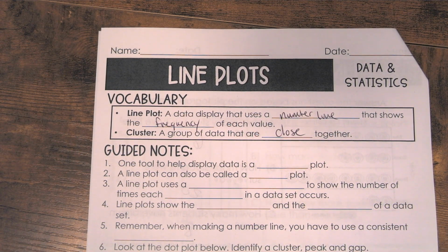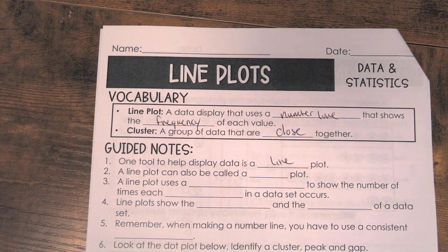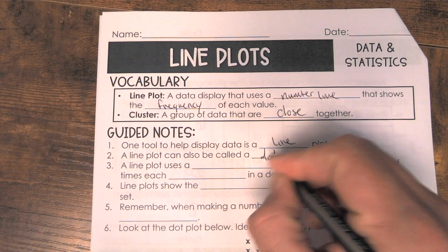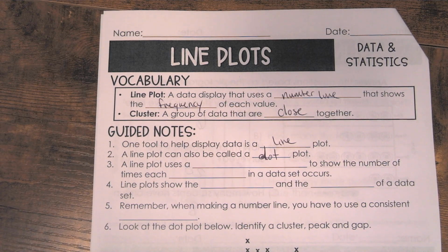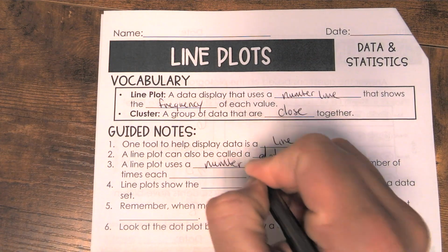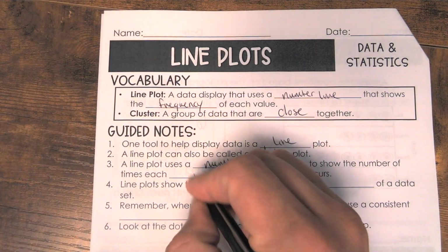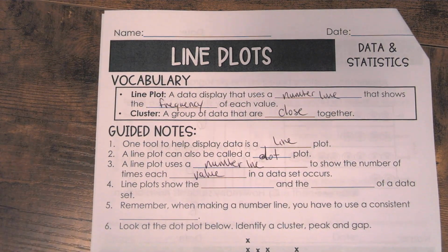So one tool to help display data is called a line plot. A line plot can also be called a dot plot. They will call it that sometimes too. It's just another name. A line plot, once again, uses a number line to show the number of times each value in a data set occurs. So you're not adding anything together. You're looking at the numbers and how many times they show up.